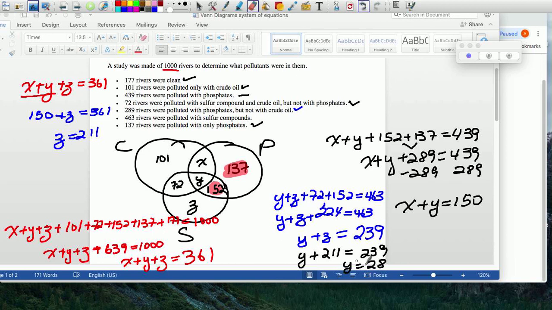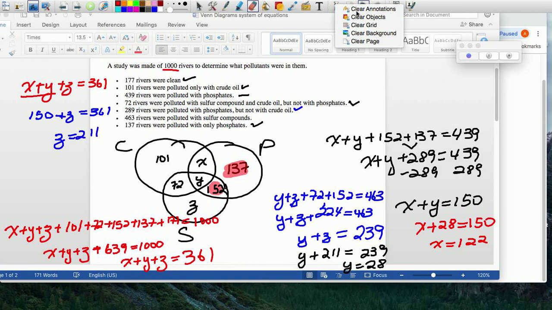So now that I have y, I can go to this equation, right? So I can go x, and I know what y is now. It's 28 equals 150. It's a simple one-step equation. Subtract 28 from each side, and I get that x equals 122. So now I have all my values, my x, my y, and the z. Okay? We'll move on to the last one.